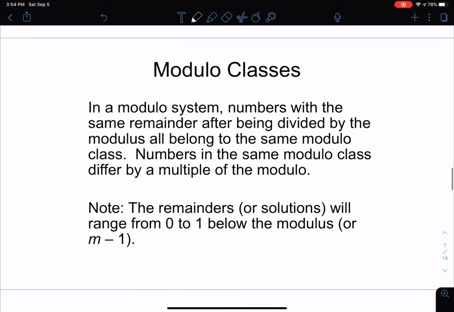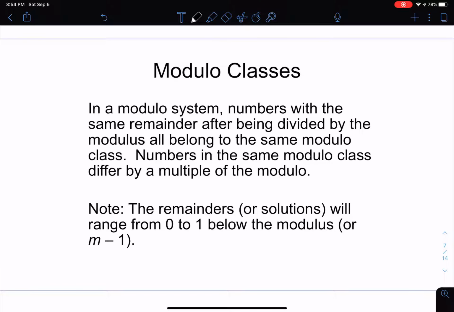Which leads us into modulo classes. In a modulo system, numbers with the same remainder after being divided by the modulus all belong to the same modulo class. Numbers in the same modulo class differ by a multiple of the modulus. And then the remainders, or the solutions, will range from 0 up to 1 below the modulus. Like if you divide by a number, your remainder can never equal or exceed your divisor. If it does, then you did something wrong.